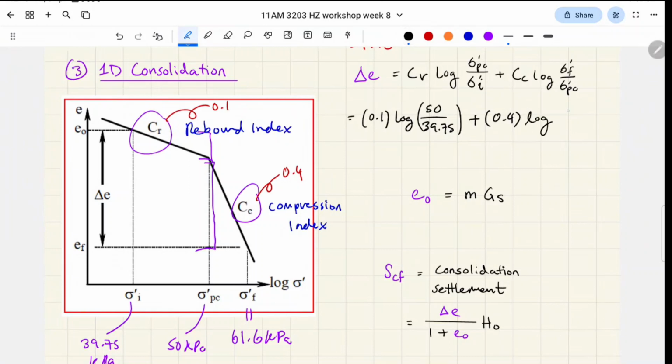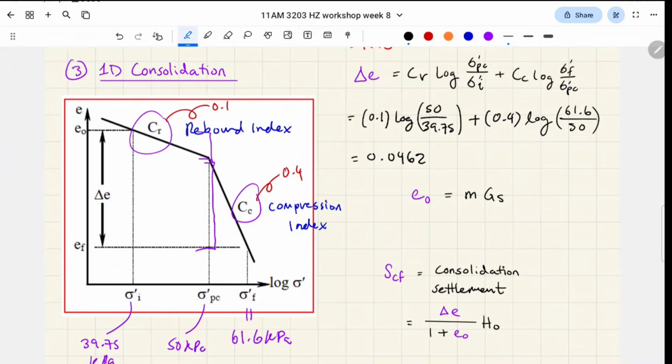Okay, and then we have log again. Our final consolidation, 61.6 over 50. When we plug all that in our calculator, we get the change in void ratio. So again, change in void ratio just means as you're compressing down on this clay, the little holes, the voids, pockets of air, between the clay get smaller and smaller. That's your reduction in void ratio. And specifically, it reduces by that amount.